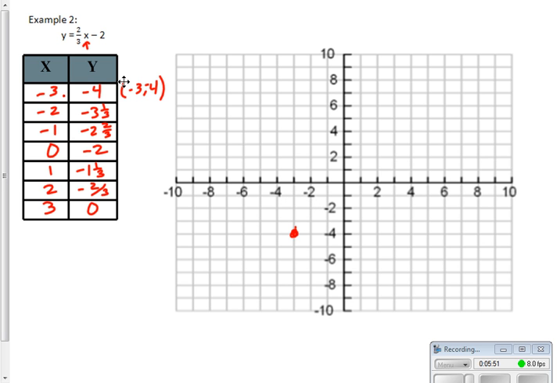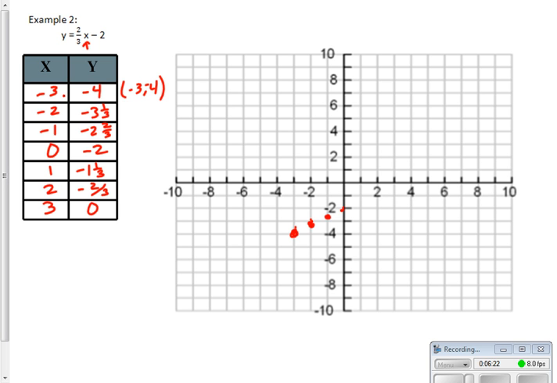Again, start from the origin, -2, so we come over -2, and then we would go down -3 1/3. Now here's -3 right there. It's slightly more than -3. It's -3 1/3, so it's an approximation. It's about right in there. And then we go -1 and -2 2/3, about right here.